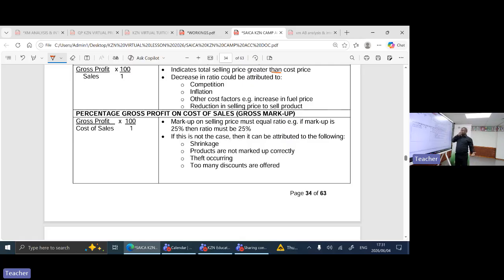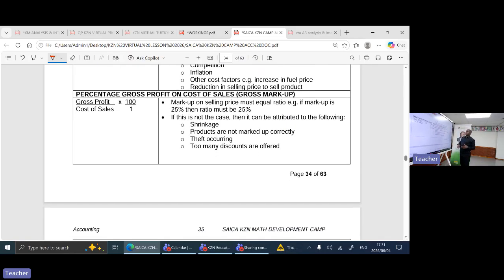Also there is inflation, which may affect our gross profits because we are now buying our goods at a higher price, our cost of sales. If it is higher, then our gross profit will be affected. Now, also the increase in fuel prices. Remember, petrol goes up now and again, so this will also increase the cost of sales. If our cost of sales is increasing, the gross profit will be affected. Reduction in the selling price to sell the product, and so on.